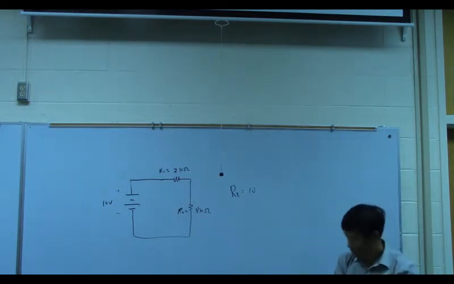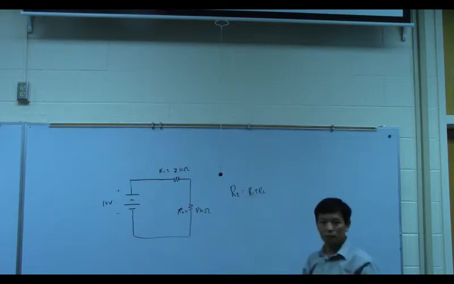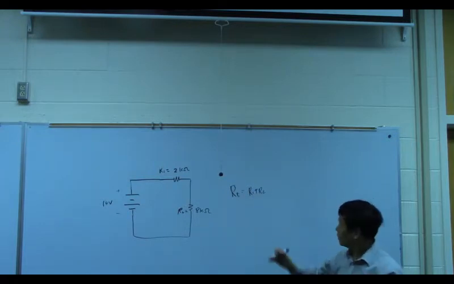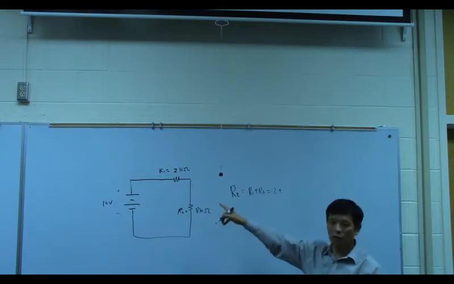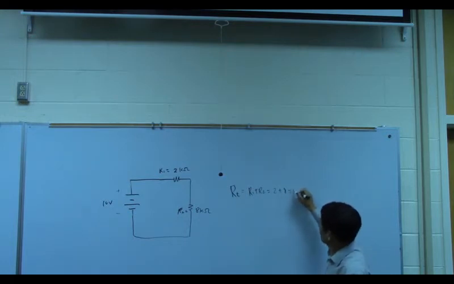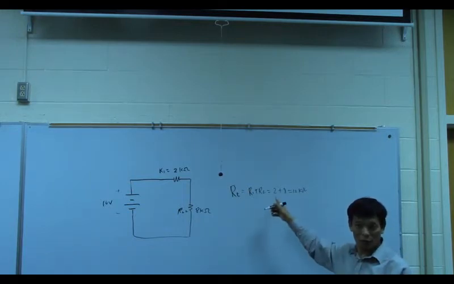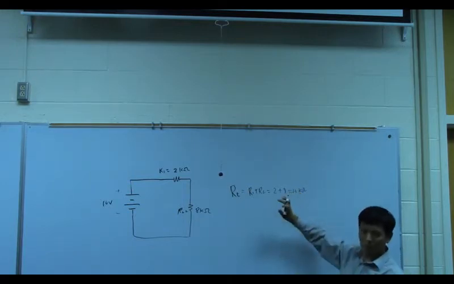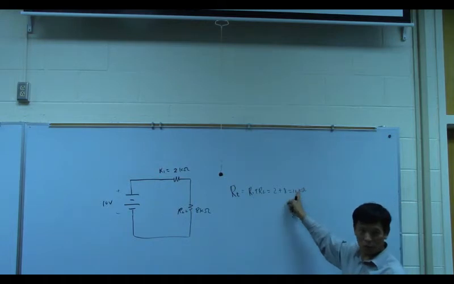RT equals R1 plus R2. Good? Then plug in the numbers: 2 plus 8, because both units are K ohm, so I don't need to write the unit. So RT equals 10 K ohm. Does that make sense? So you need to write it like this, not only give me 10. For this one I can see, but others may not be that straightforward. You don't do it like that.